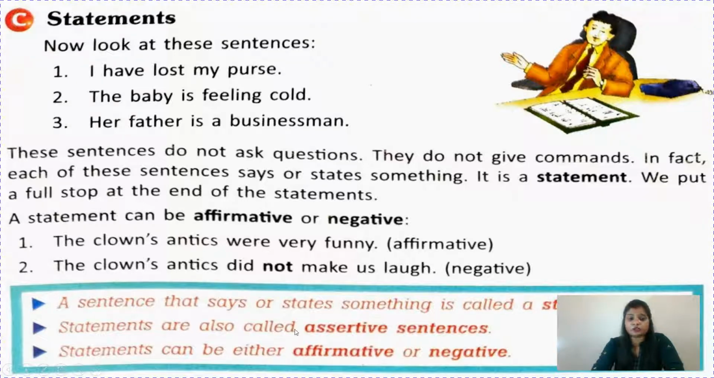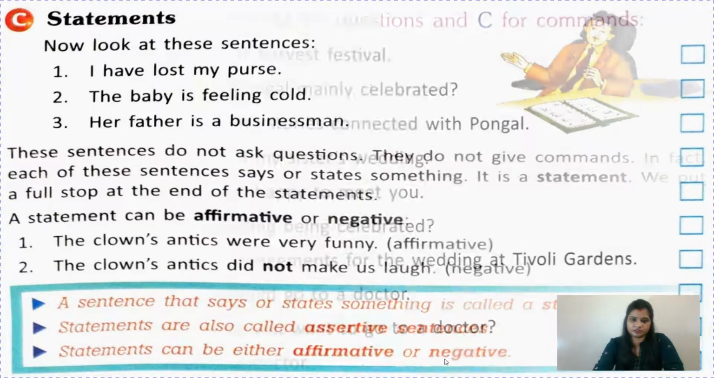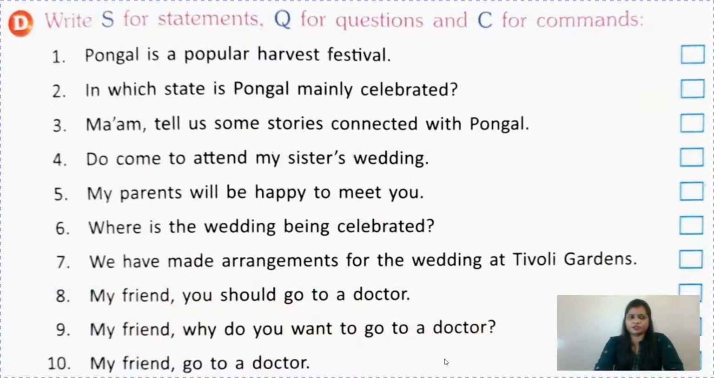And statements are also called assertive sentences. And, children, declarative also. Here it's not written, but it is known as a declarative or assertive sentence. And statements can be either affirmative or negative sentences, children. Now let's do the book exercise.